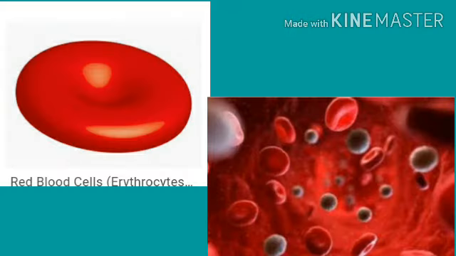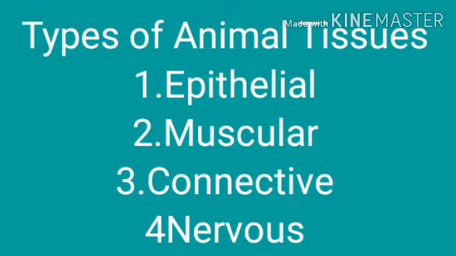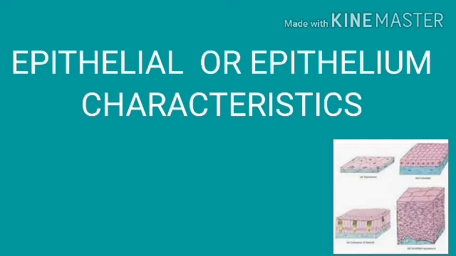Depending on the basis of their structure and function, animal tissues are of four types. Number 1, epithelial tissue. Number 2, muscular tissue. Number 3, connective tissue. And number 4 is nervous tissue. So children, today we'll start with number 1, that is epithelial tissue.